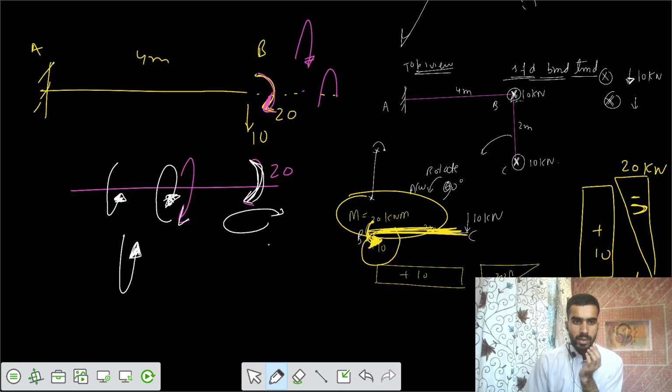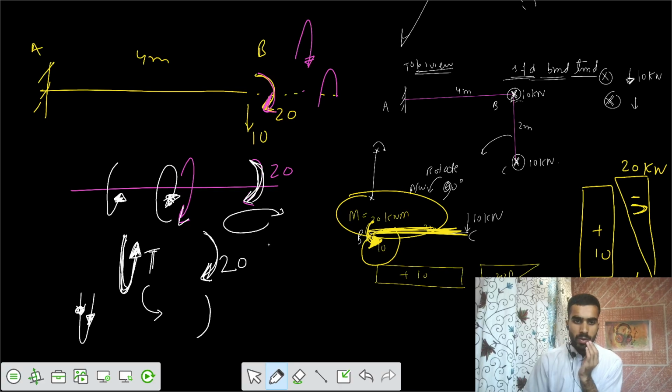See, if this is the direction of torsion, your torque, your moment, is actually in this way, 20. So this has a direction of anti-clockwise, but your moment is clockwise. That means the direction should be in this way.